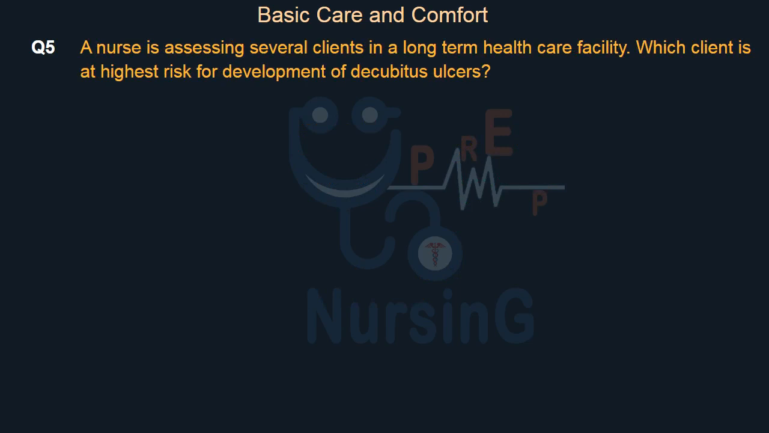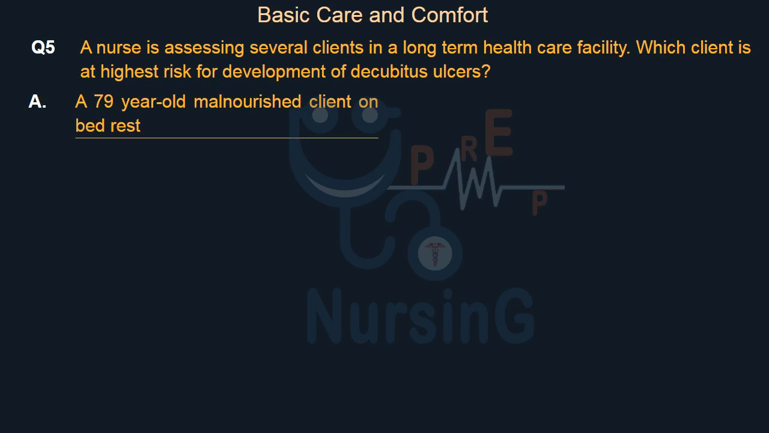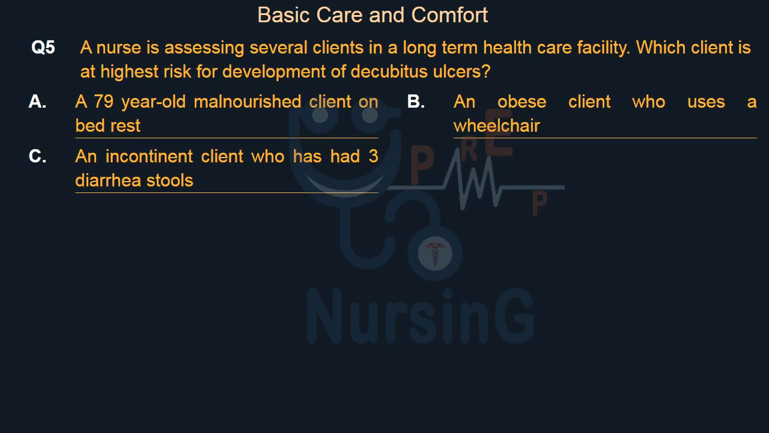A nurse is assessing several clients in a long-term healthcare facility. Which client is at highest risk for development of decubitus ulcers? Option A. A 79-year-old malnourished client on bed rest. Option B. An obese client who uses a wheelchair. Option C. An incontinent client who has had 3 diarrhea stools. Option D. An 80-year-old ambulatory diabetic client.